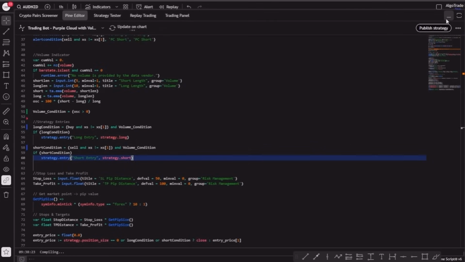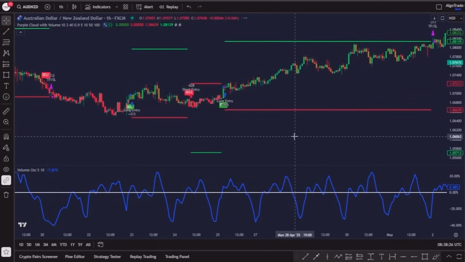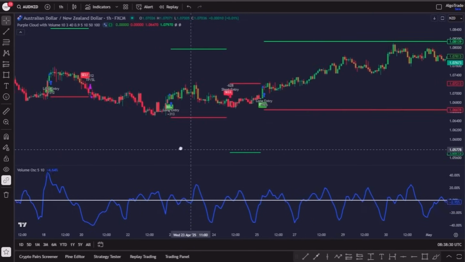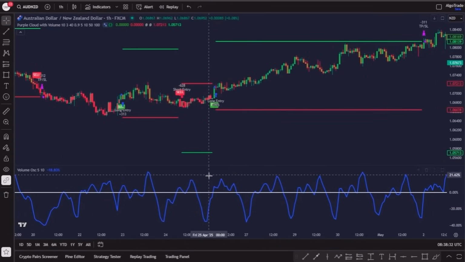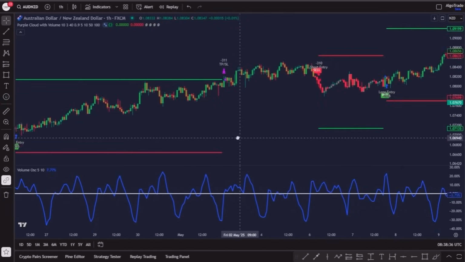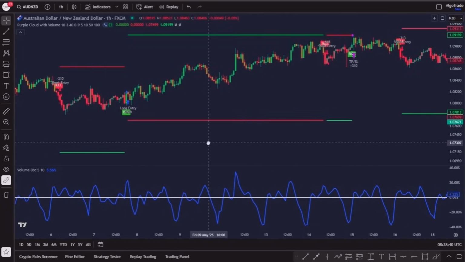Once I save the script and update the chart, I can already see that the bot is now only taking entries when both the purple cloud gives a signal and the volume oscillator is above 0. This simple filter should already help eliminate low quality trades and improve the overall consistency of the strategy.